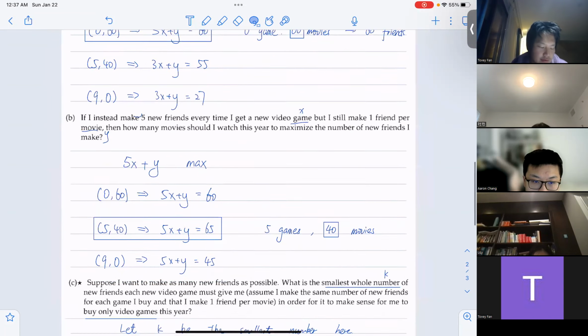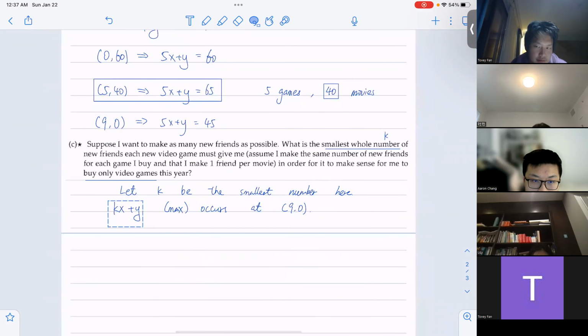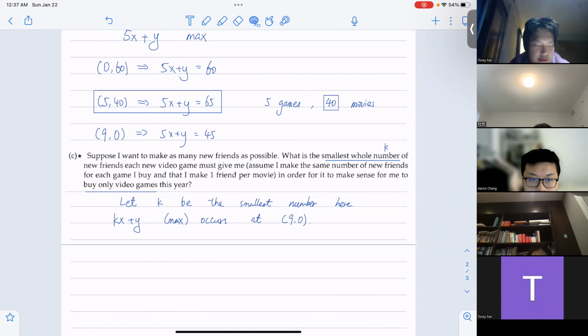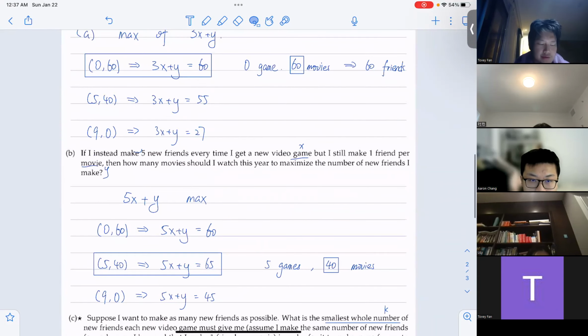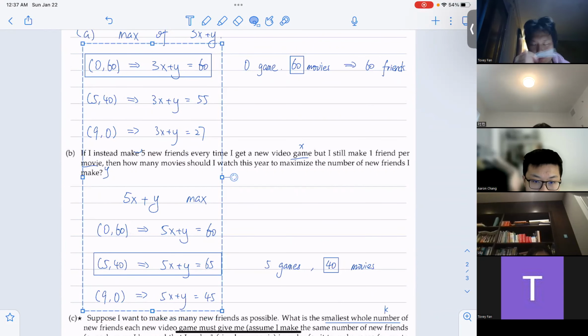So now you're given kx plus y, and you want to find the maximum value. You plug it in, right? Does that make sense? It's the same thing, because k you don't know. k could be 6, k could be 7, but it doesn't really matter what k is. No matter what k is, you're going to do the same stuff. You're going to plug in the three intersections.